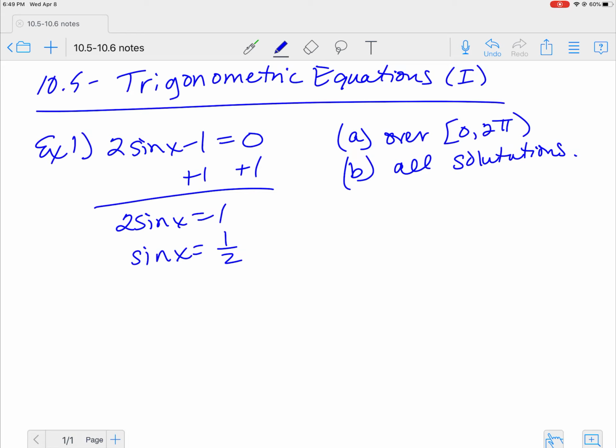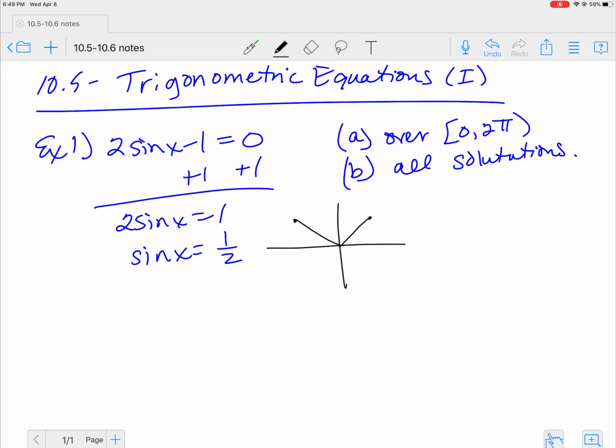Just like you solve any other equation, you're going to isolate the variable, and in this instance, I have it as sine x. So I'm going to add 1. So 2 sine x equals 1. Divide by 2. So sine x is now equal to 1/2. So sine is positive 1/2.